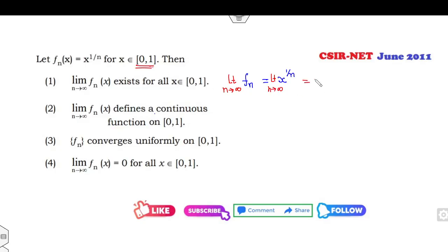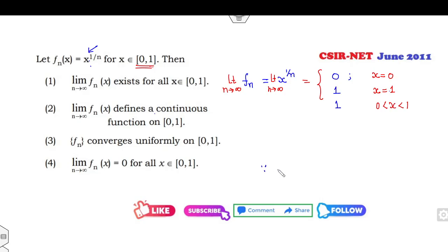Since the domain is the closed interval [0, 1], I can consider three cases: when x is 0, when x is 1, and when x lies between 0 and 1. Clearly, when x is 0, this function is 0. When x is equal to 1, this value will be 1. And when x lies between 0 and 1, this limit is 1.